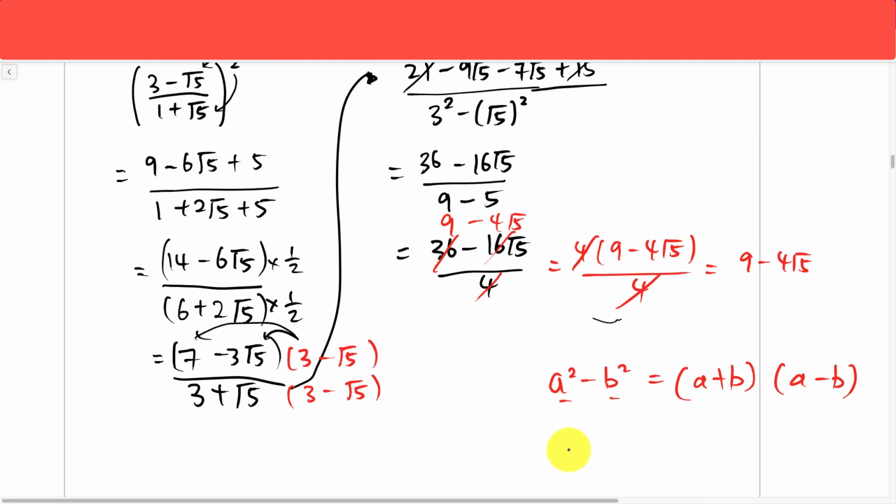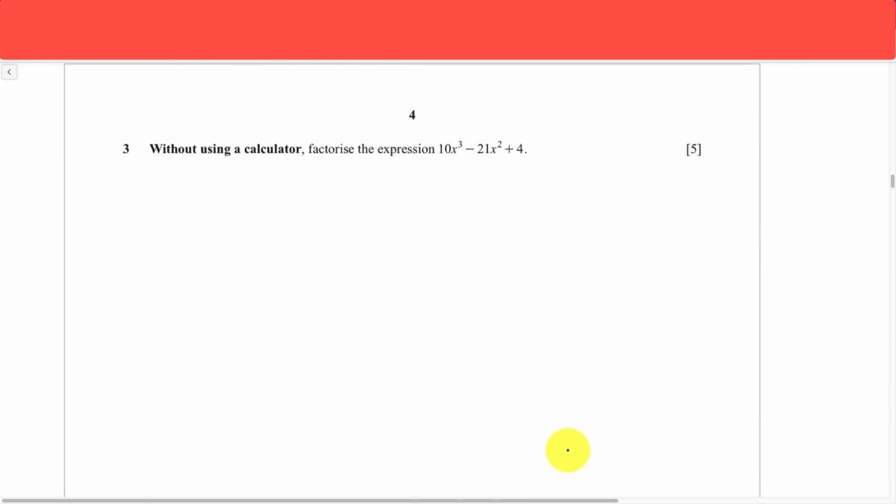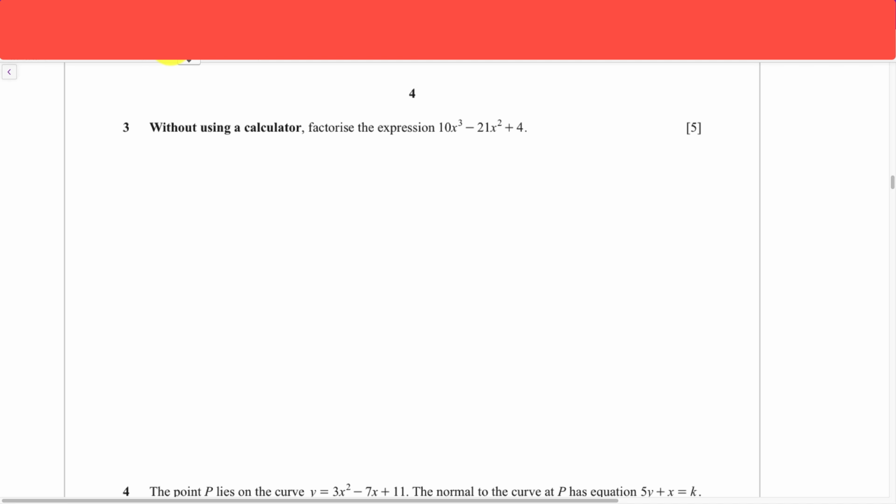Alright, this 5 mark question is quite easy. So let's move on to the next one. Okay, so without using the calculator, factorize the expression completely. So you know this one should be the factor theorem.